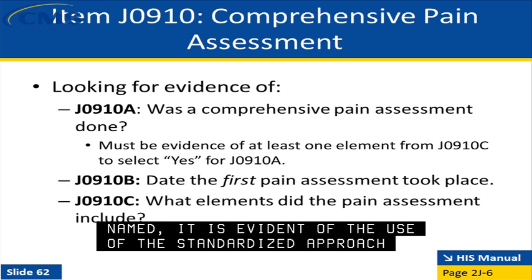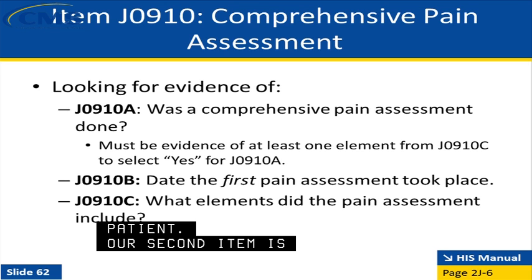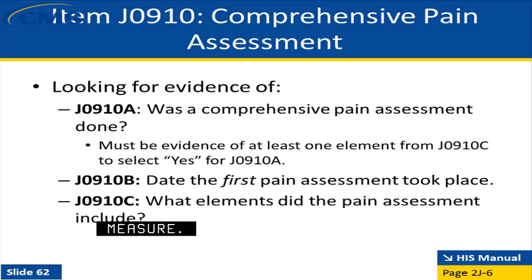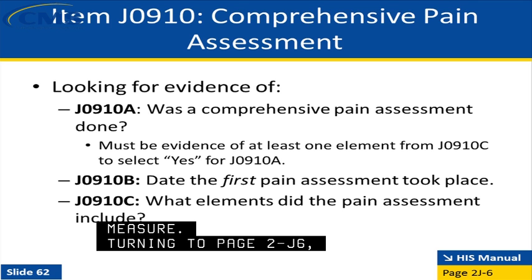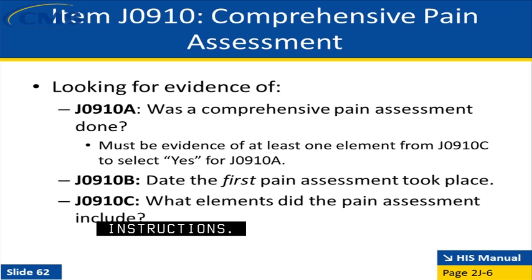Our second item in Section J pain is J0910, which is the comprehensive pain assessment item. And this item again is used to calculate NQF number 1637, the pain assessment quality measure. Turning to page 2J6 in the Hospice Item Set Manual, you'll see the item-specific instructions for J0910. For this item, you are looking for evidence in the clinical record that a comprehensive pain assessment was conducted.